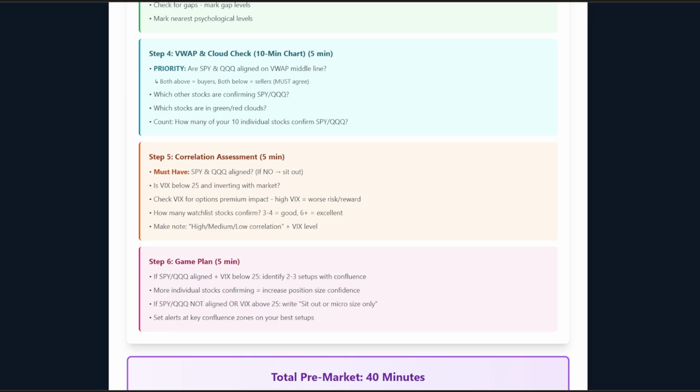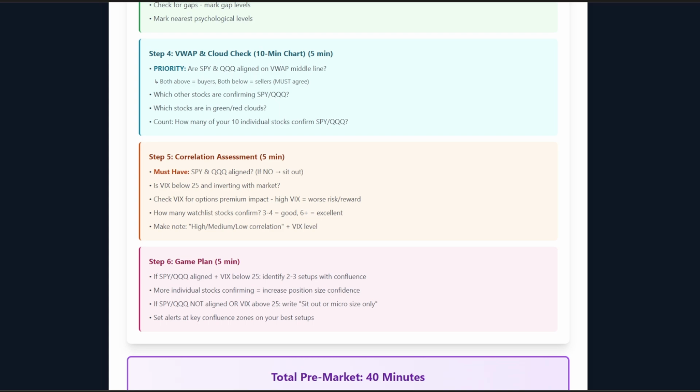Now if SPY and QQQ are not aligned, or VIX is above 25 and pushing up, sit out or trade with a small size, right? If you're usually trading with $1,000, trade with 200. Trade with a size that's going to make you an emotionless person. If you're taking a risky trade, in my opinion, you need to be okay with it going negative 50%, right? Size up at key confluence zones on your best setups.